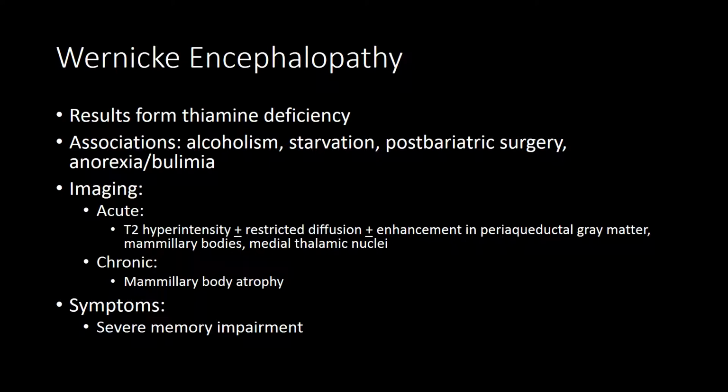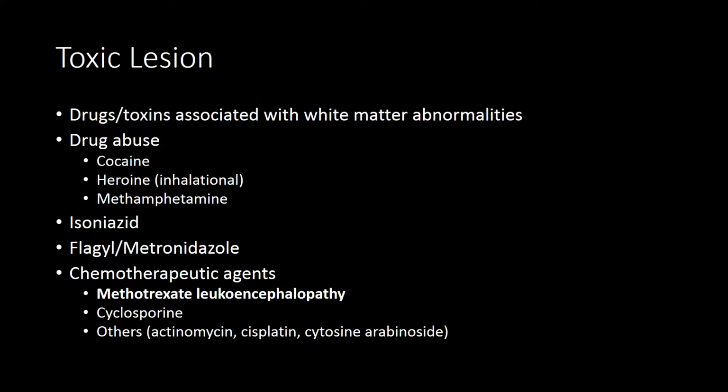We'll talk a little bit about Wernicke encephalopathy. This results from thiamine or B1 deficiency. It's associated with alcoholism most classically, but it can also be seen with other causes of thiamine deficiency, including starvation, patients who've had prior bariatric surgery, anorexia, as well as bulimia. On imaging acutely, what you'll see is T2 hyperintensity with or without diffusion restriction and enhancement involving the periaqueductal gray matter, the mammillary bodies, as well as the medial thalamic nuclei. Chronically, you'll see atrophy in these regions, especially mammillary body atrophy. And symptoms include severe memory impairment.